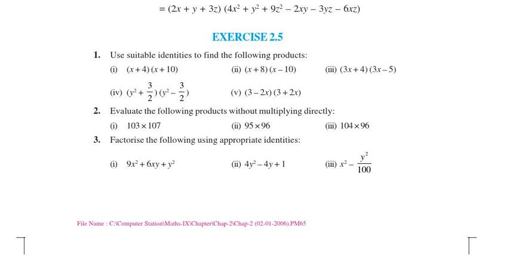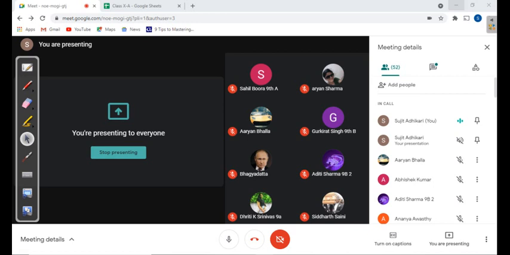So today we are going to discuss exercise 2.5 question number 3. And what is this question number 3? They're saying factorize the following using appropriate identities. So you have to factorize using the identities. They have mentioned very clearly. So we have to understand what identities we can use here and what type of identities are there.